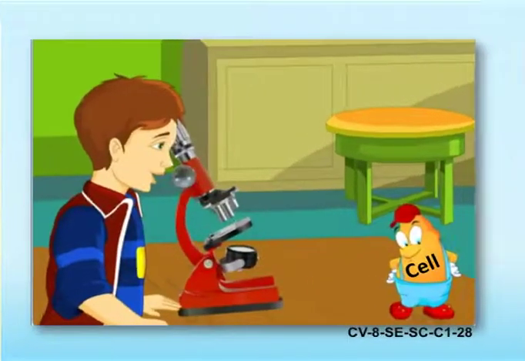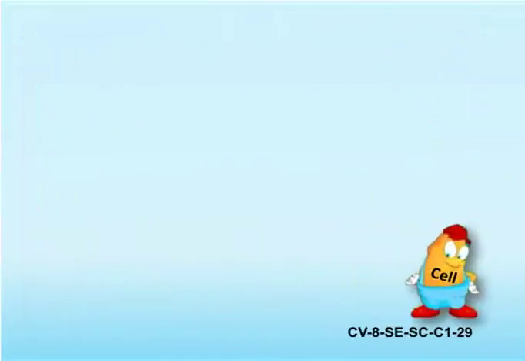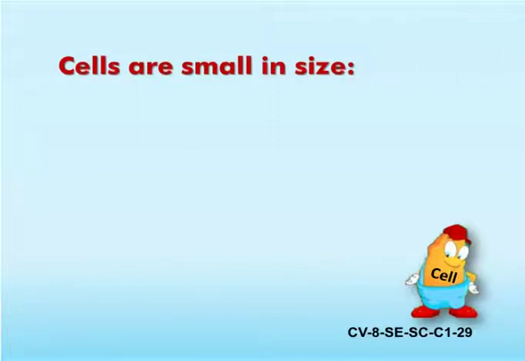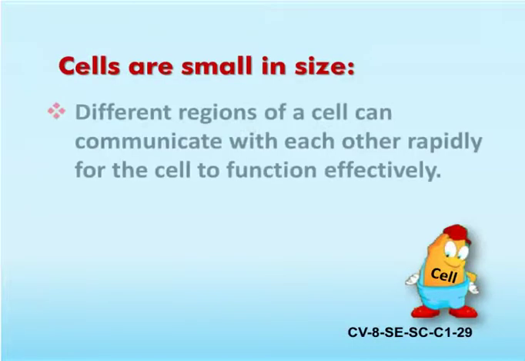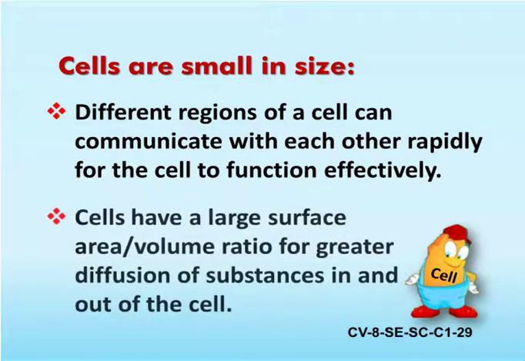Children, think, why are cells smaller in size? Yes, cells are generally smaller in size for two main reasons. That is, different regions of a cell can communicate with each other rapidly for the cell to function effectively. Cells have a large surface area to volume ratio for greater diffusion of substances in and out of the cell. So this is a very important point. Copy this in your notebook.